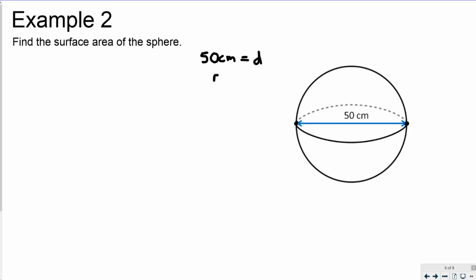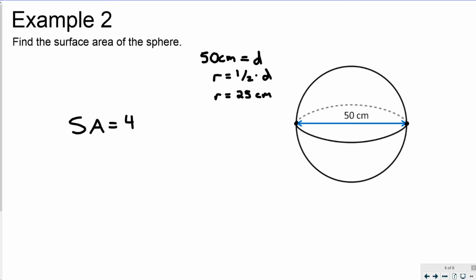And I know that the radius is equal to half of the diameter, so half times the diameter. So the radius would be 25 centimeters. Why did I choose to find the radius here? Because I know that for the surface area formula, I need the radius squared. I don't need the diameter, I need the radius squared.